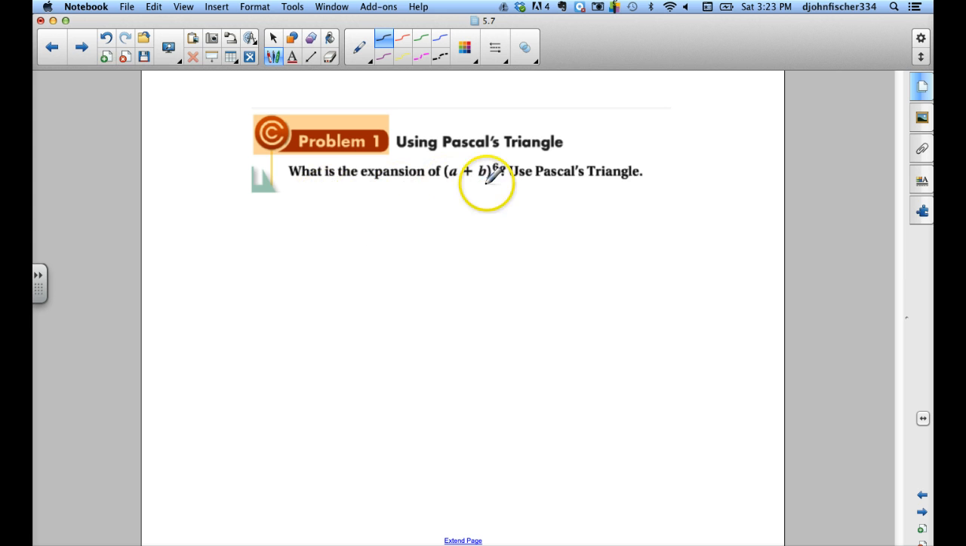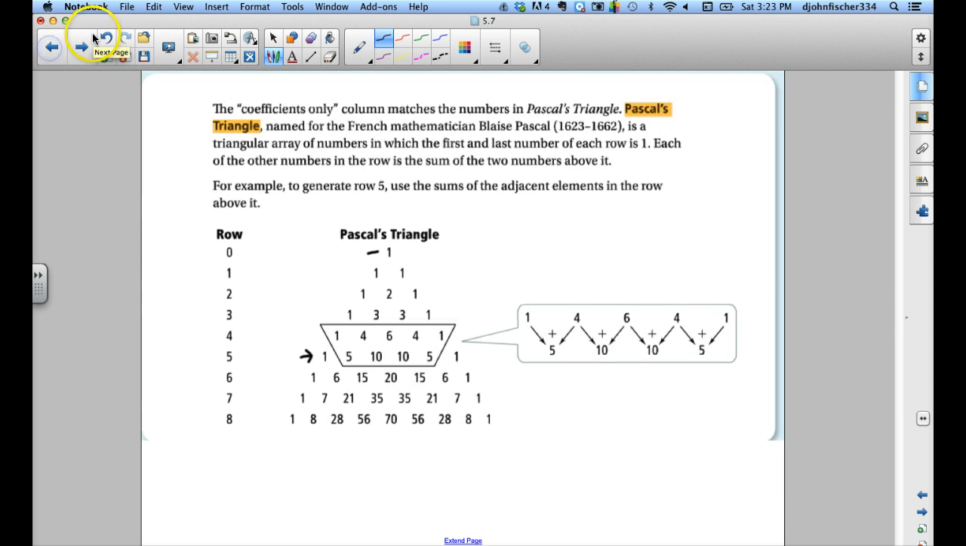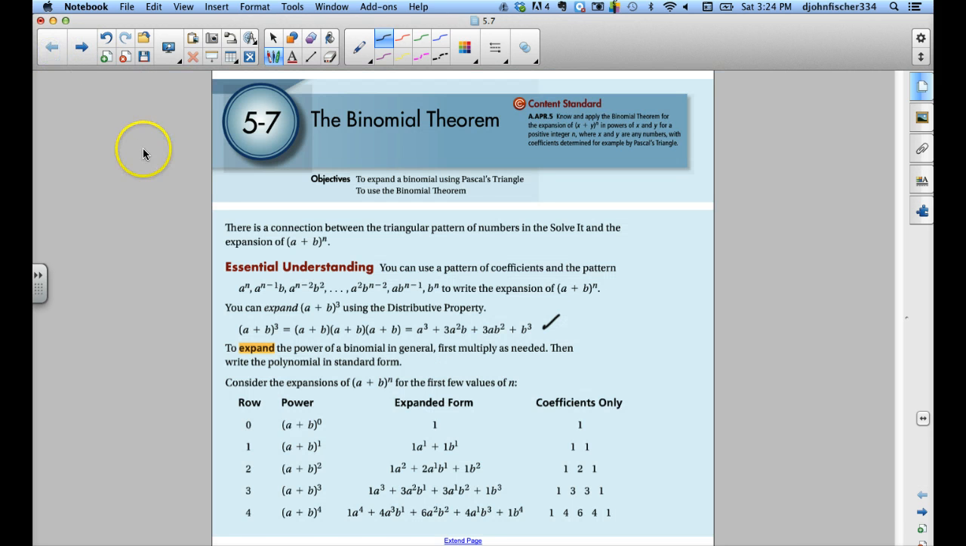Now, what is the expansion of (a + b) using Pascal's triangle? Okay, (a + b) to the sixth power. Let's go back and look at this row. And here's the sixth power. We're going to use these numbers here: 1, 6, 15, 20, 15, 6, and 1. But first, we have to get the exponents.